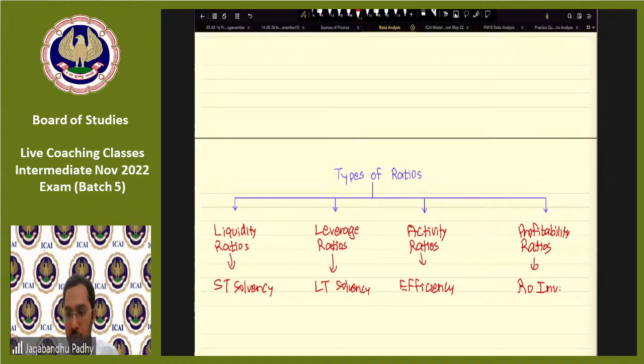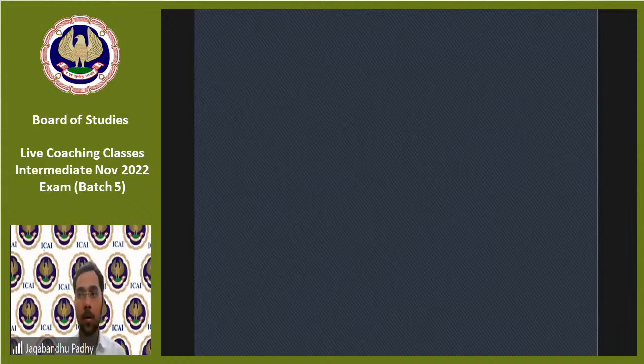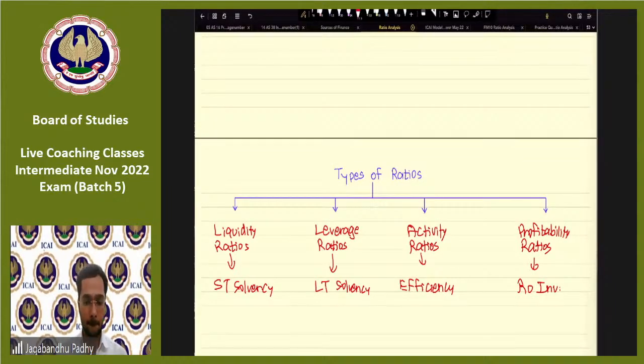By calculating ratio, solvency means, hold on, I'll come to what that solvency is. So the question someone asked me, what is solvency? Solvency, we're just going to discuss.